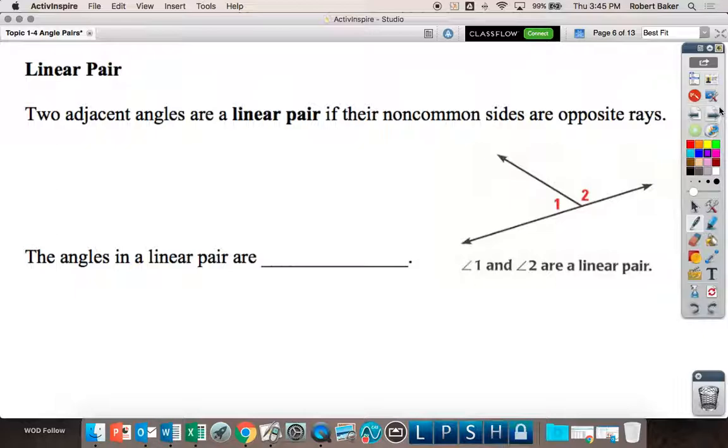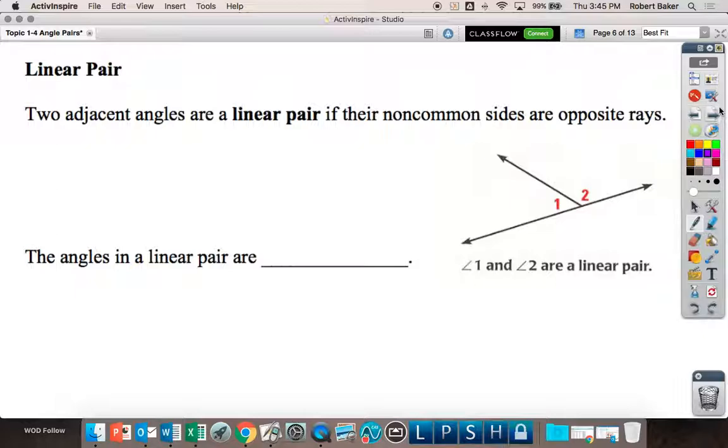What does that say? Line. What does that say? Pair. A linear pair is a pair of angles that make a line. So why would they put this geometric verbal diarrhea on the board? Two adjacent angles are a linear pair if their non-common sides are opposite rays. But you just added 3 of our vocabulary words. Right, you're right. I just added adjacent, linear pair, non-common sides.